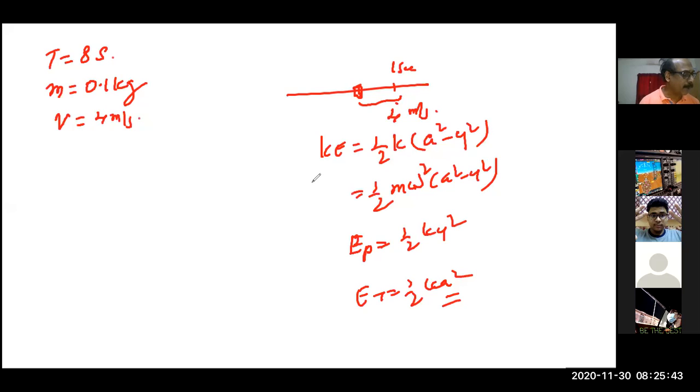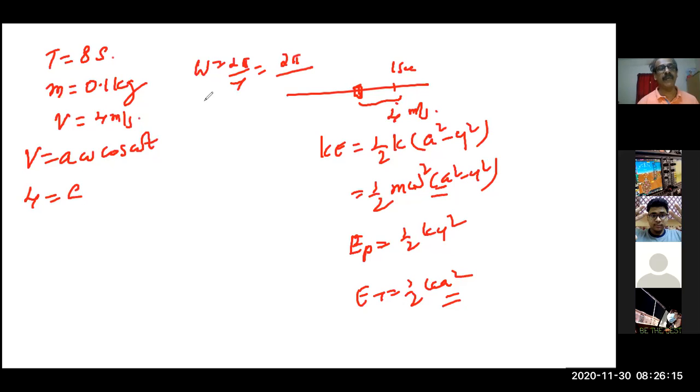But we need omega there, right? Omega and amplitude we need. A we need, omega we need. Two things first you have to find out. For this, we can use the formula V is equal to A omega cos omega t. V is 4. Amplitude we don't know, we can find out. Okay? But what is omega? Omega is 2 pi by T.